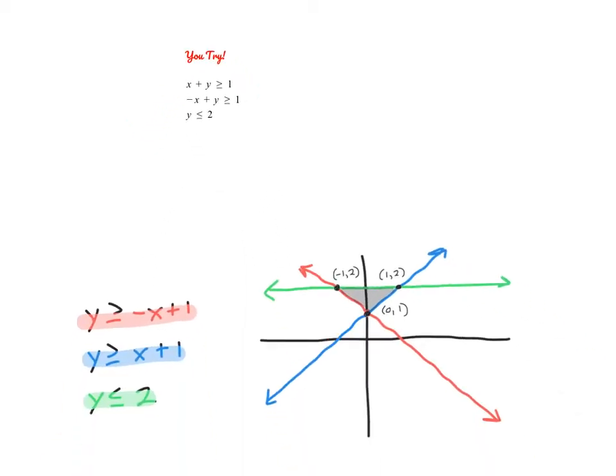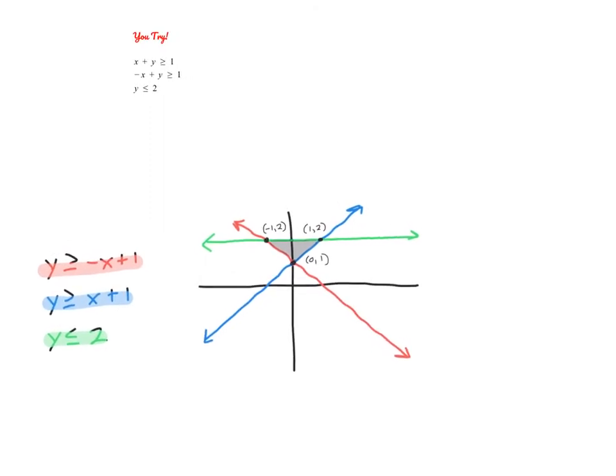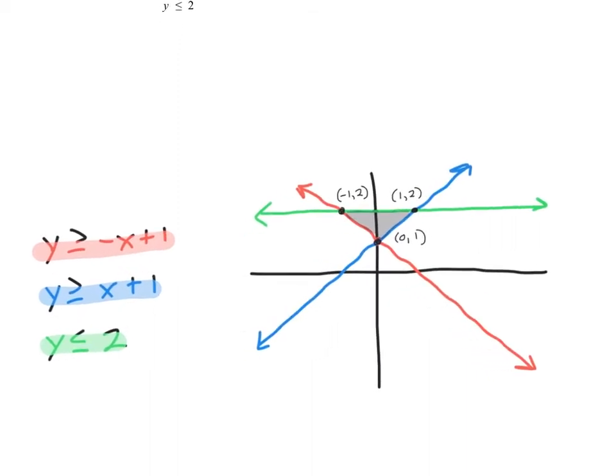Okay, so let's have a look. You can see that we have two linear equations, one with a positive slope, one with a negative slope, and those actually intersect at the same y-intercept. And then we have a vertical line at 2.